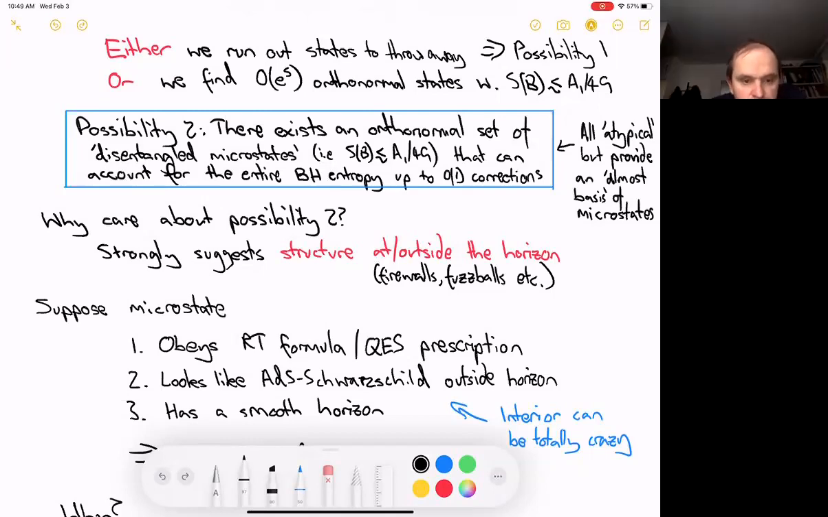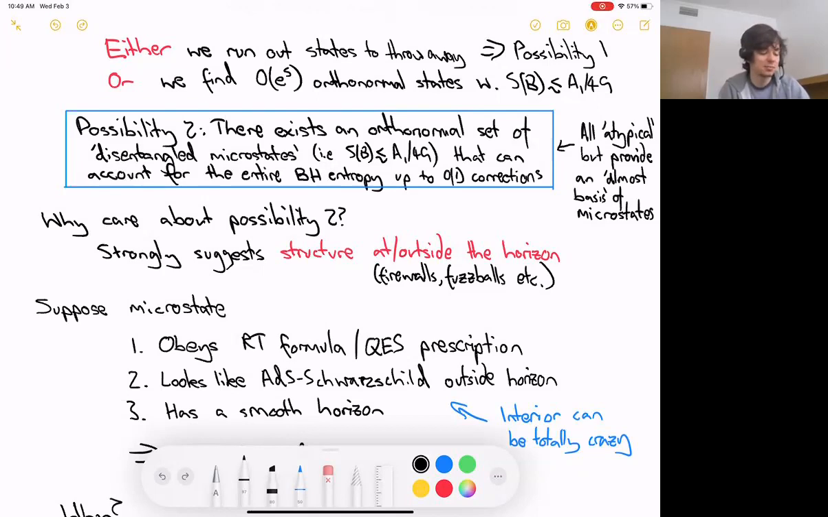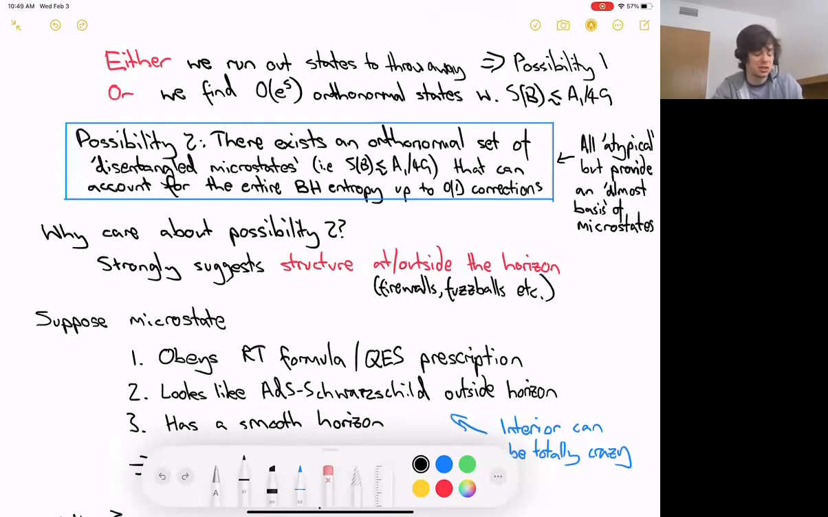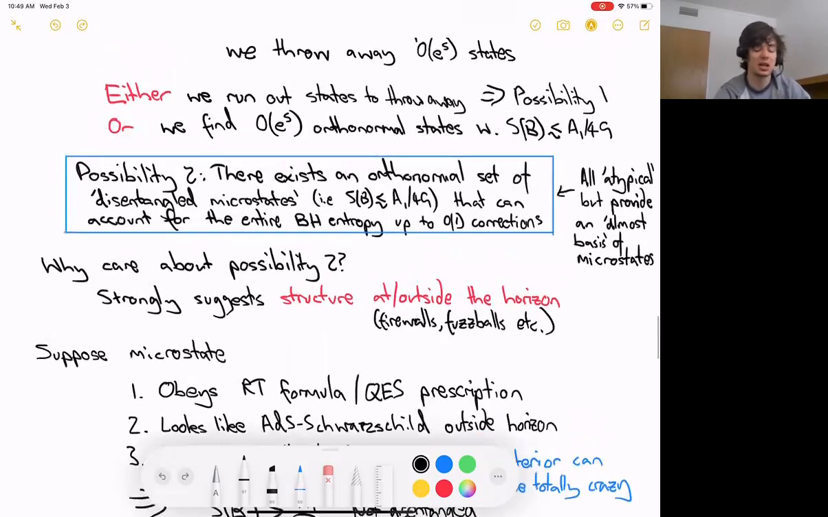The other thing I would say is that this doesn't necessarily suggest something as strong as the fuzzball proposal or the firewall proposal, though it's certainly consistent with that, because the fuzzball or firewall proposal would normally say that a typical black hole microstate has structure at the horizon, whereas these disentangled microstates are very atypical. It's just that there's a linear set of them that span the Hilbert space of microstates. But that's exactly what fuzzballs are saying.